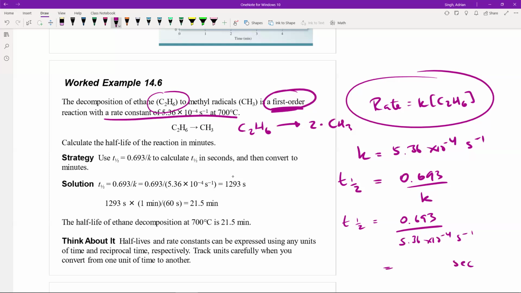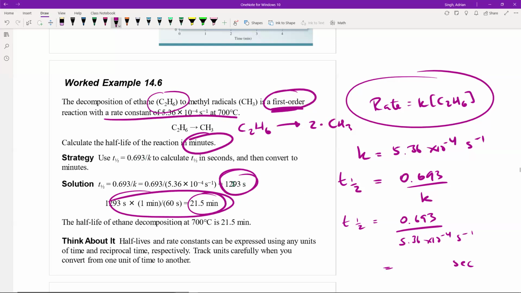But we want the half-life in minutes. Don't forget, this is often a simple thing to forget to do. Make sure you do the conversion. We end up with seconds, and you want to convert it to minutes, so you divide by 60 seconds per minute, and you end up with about 21.5 minutes. Compared to some of the equations we saw previously, it's a lot simpler, with fewer steps involved, but we do need to know that expression for the half-life for a first order reaction.